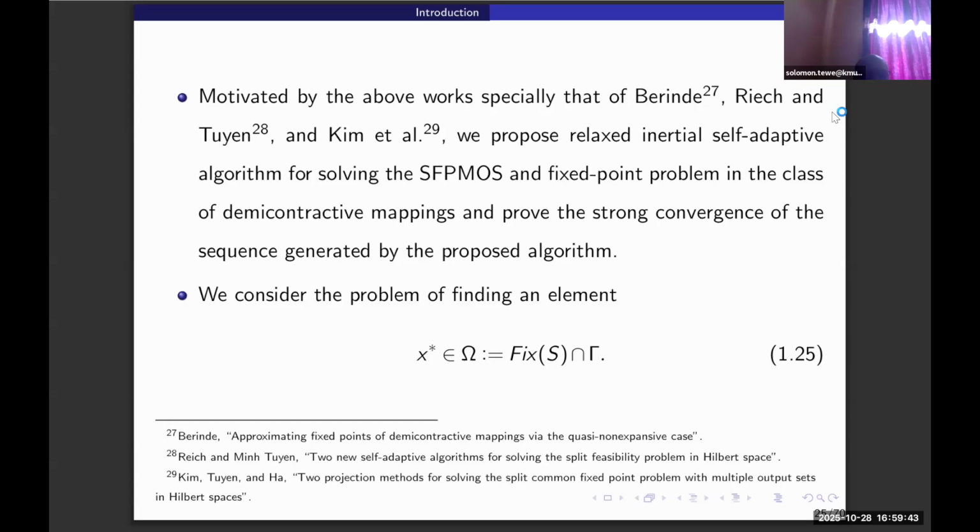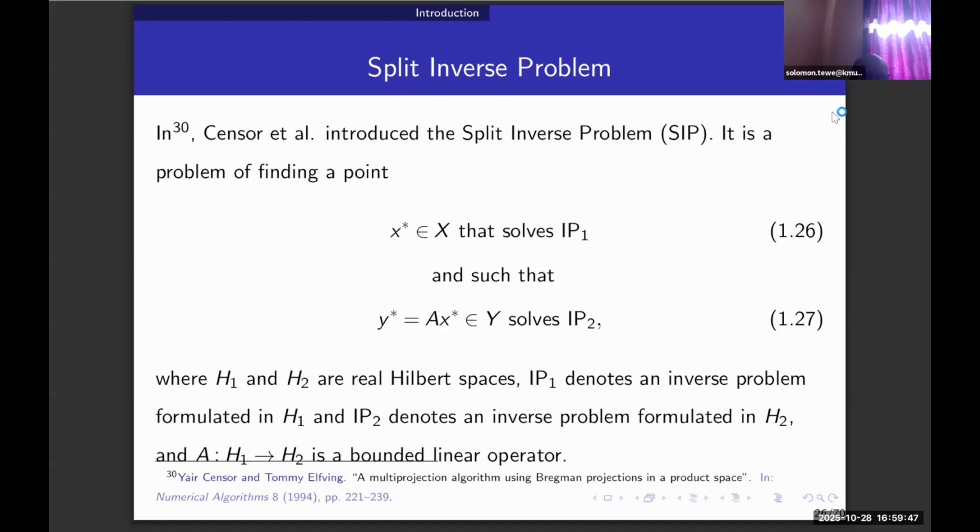And the other more general class of problem is the split inverse problem, which was introduced by Censor and his associates, and it is given by equations 1.26 and 1.27. Here we have a problem of finding a point x star which belongs to capital X that solves the inverse problem IP1, and such that y star, equal to the operator A applied on x star, which belongs to Y, solves IP2. So by varying the inverse problems IP1 and IP2, we can have many problems, for example the split variational inclusion problem, the generalized split feasibility problem, and so on.